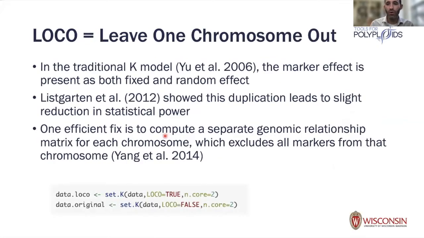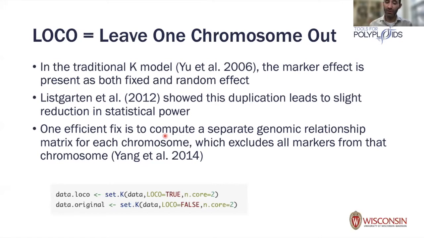Okay, so now coming to the Loco idea, which is a clever acronym for leave 1 chromosome out. The background here is that in the traditional kinship matrix that was originally proposed for mixed model analyses of GWAS, the significance of a given marker, to compute the p-values that you see in the Manhattan plot, involves including the marker as a fixed effect in your model. Using a kinship matrix is equivalent to including all of your markers as random effects as the genetic background. So the net effect is that when you test the marker, it's present as both a fixed and a random effect. Listgarten et al. were the first to really point this out in a publication and showed through simulation that this leads to a slight reduction in statistical power.